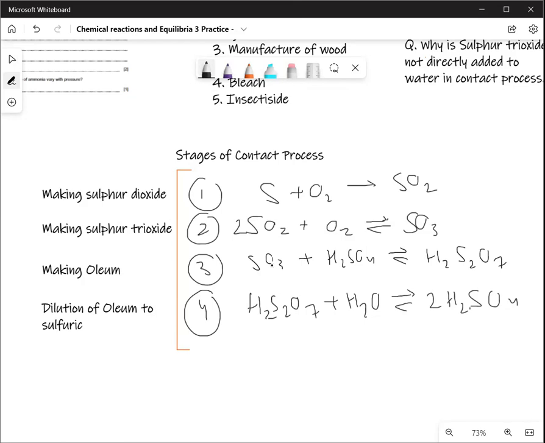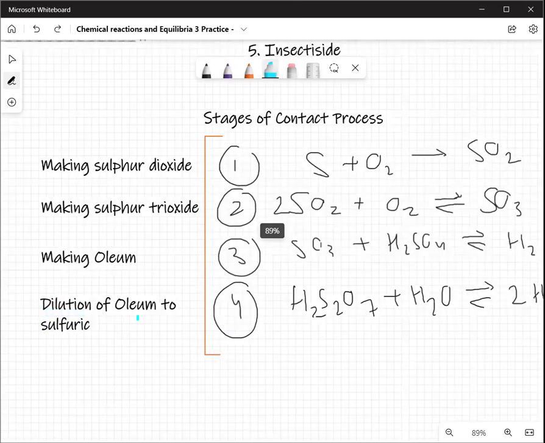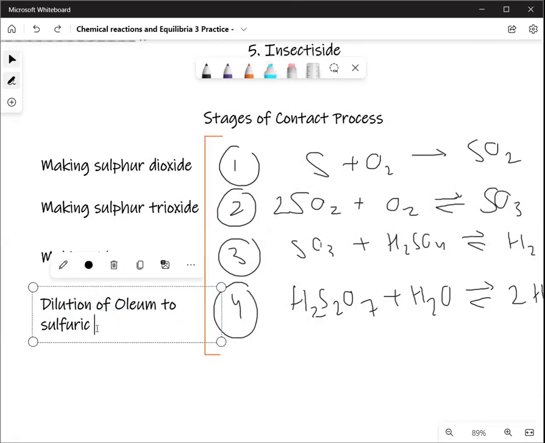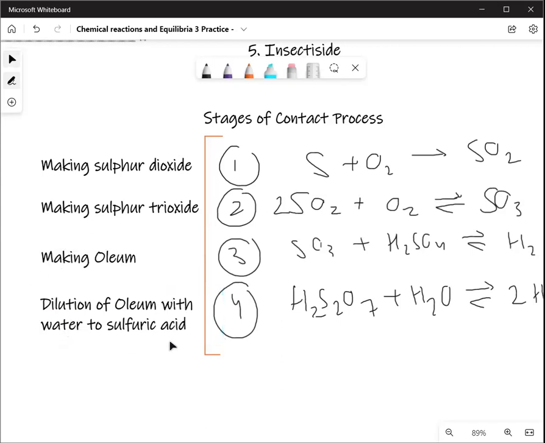So it's not just converting. I don't like the word converting. I think you should use the word reacting, or perhaps producing, or the word which I need in the last stage is dilution. What is it? Read it out. Dilution. Dilution of what? Dilution of oleum to sulfuric acid. Is that clear? With water. Dilution of oleum with water to sulfuric acid.